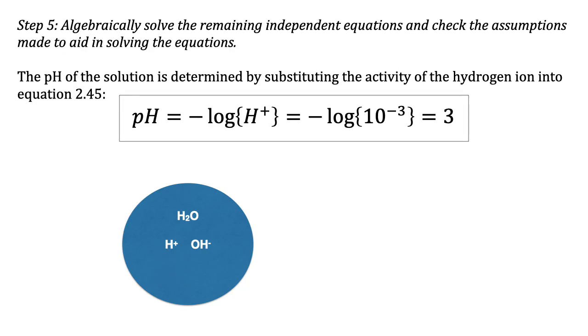In this problem, we were asked to find the pH of the solution, so we've determined the hydrogen ion concentration is equal to the chlorine ion concentration, which is equal to 10 to the minus 3. The negative log of 10 to the minus 3 is 3. Thus, the pH of the solution is going to be 3.